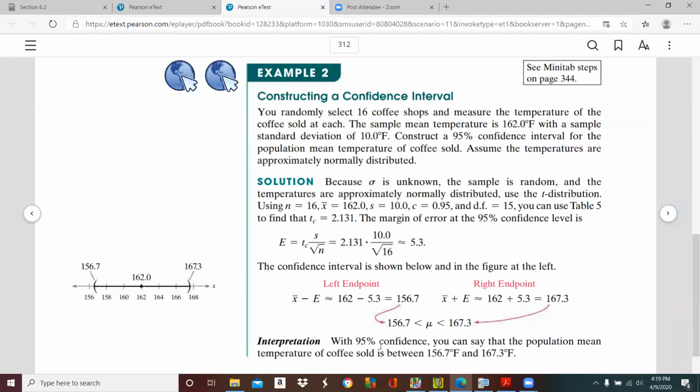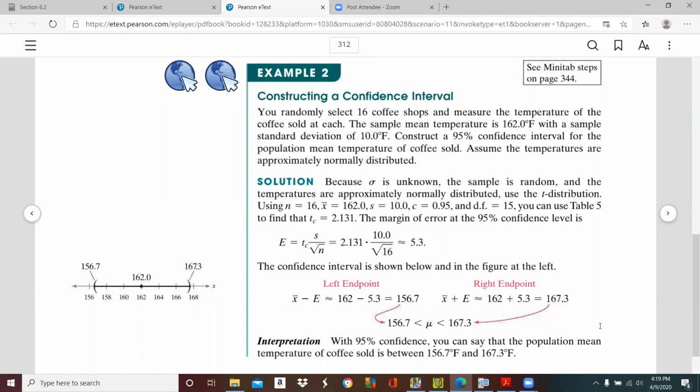The way to interpret this is to say that with 95% confidence, you can say that the population mean temperature of coffee sold is between 156.7 degrees Fahrenheit and 167.3 degrees Fahrenheit. In other words, we are 95% confident that the true population mean is between these two numbers.